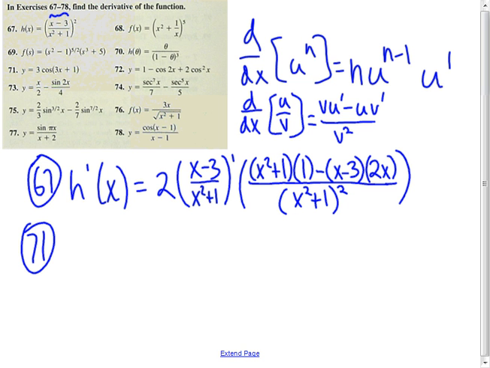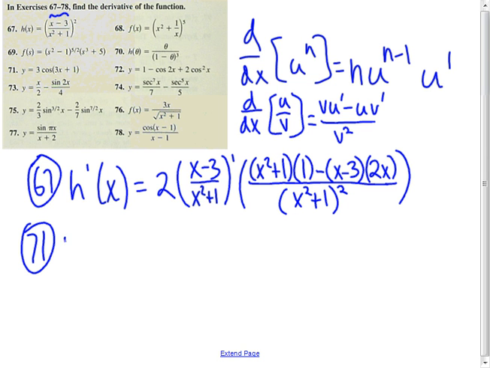Number 71, we have y is equal to 3 times the cosine of the quantity 3x plus 1. So the rules I'm going to be applying here, well, of course, I've got the constant multiplier rule. I've got 3 multiplying a function. Then the function is just the cosine. And so I'm going to apply the rule that says that the derivative of cosine of u is equal to negative sine of u times u prime.